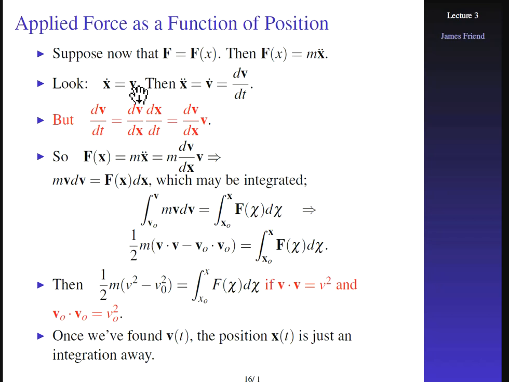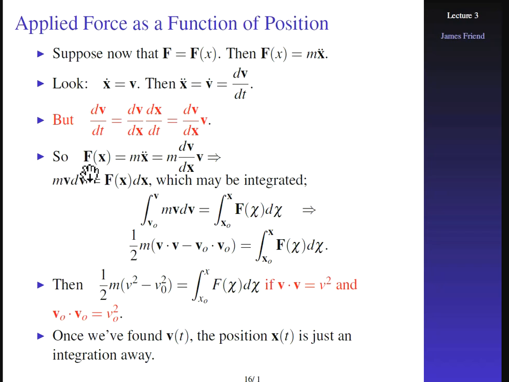x dot is equal to the velocity v, right? So then if we take the second derivative of the position vector x, the acceleration, that's equal to the velocity vector v dot, which is dv/dt, right? But dv/dt, by the chain rule, is dv/dx times dx/dt. Notice that the chain rule works the same way with vectors as it does with scalars. dv/dx, dx/dt, chain rule, and this is dv/dx times velocity v.